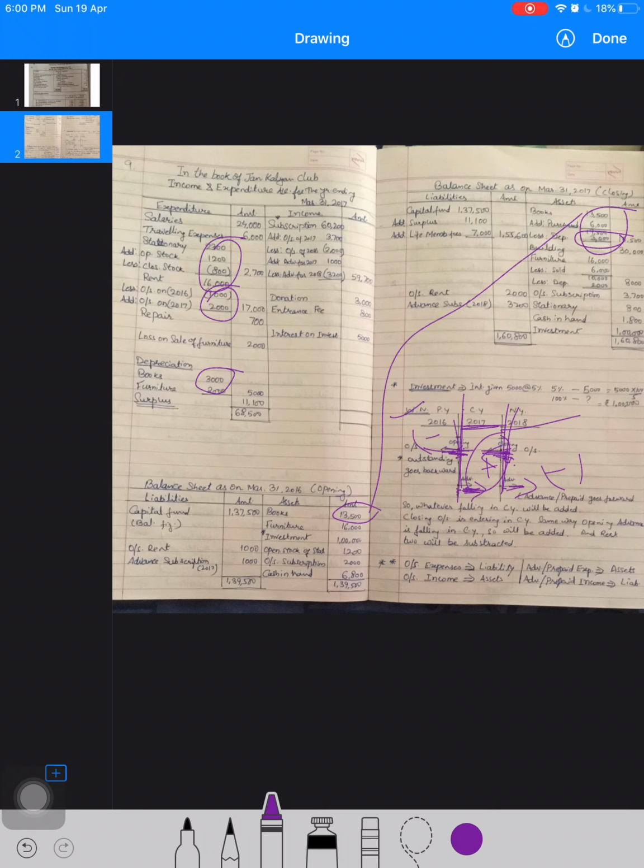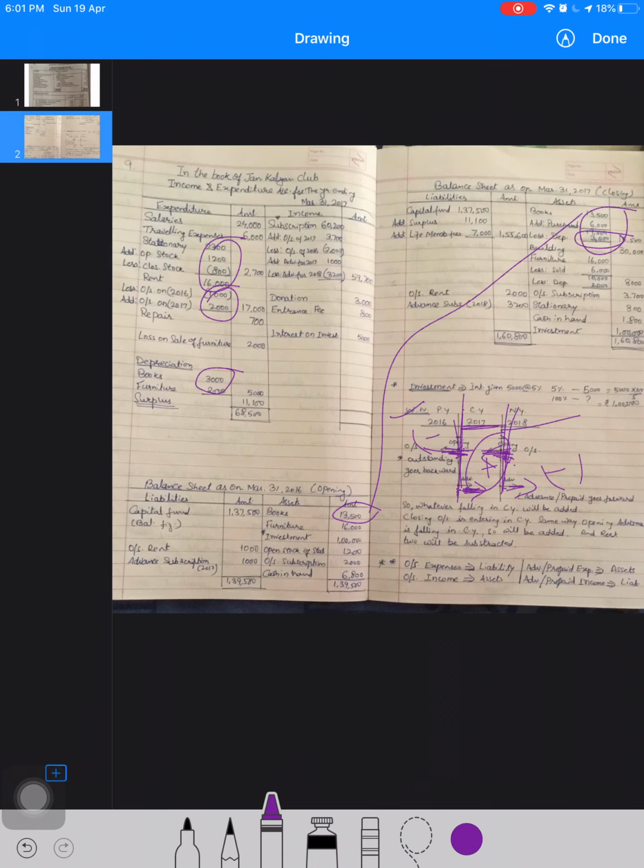So let's go back. You can see here, outstanding subscription, so it is in the beginning of the year, so this you have to subtract, and this you have to add. Same way subscription received in advance, it will take the front step. This means this is for this year, and this will go for the next year. So just see here, subscription, add outstanding subscription for 2017, so that we will add it.